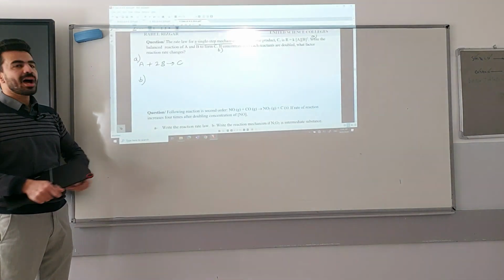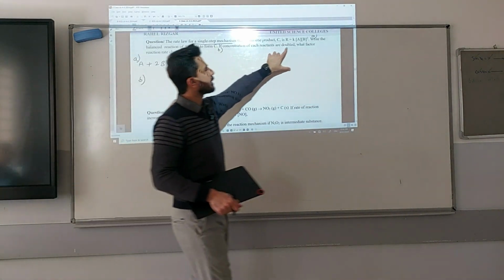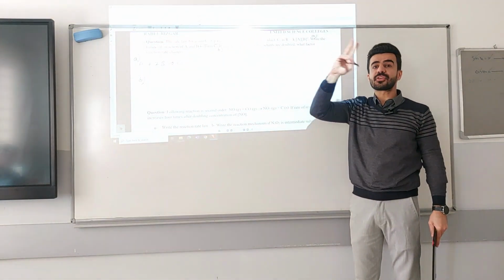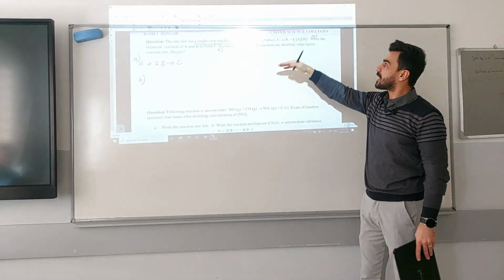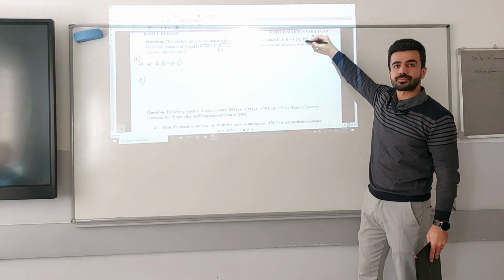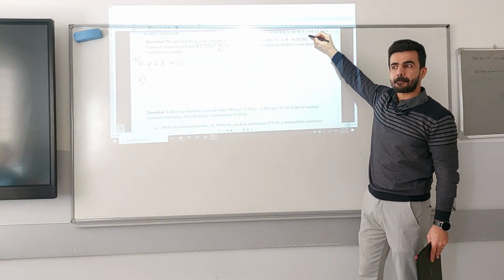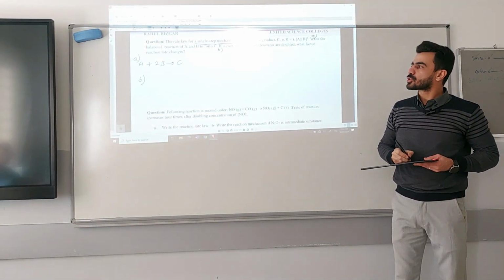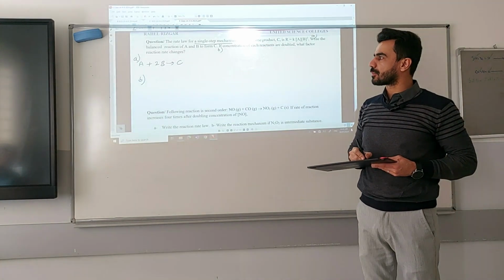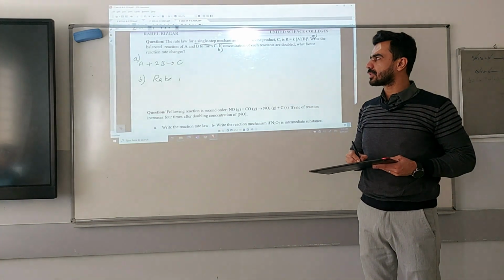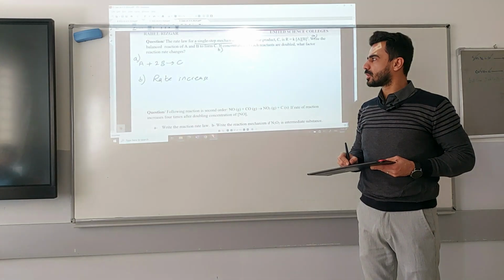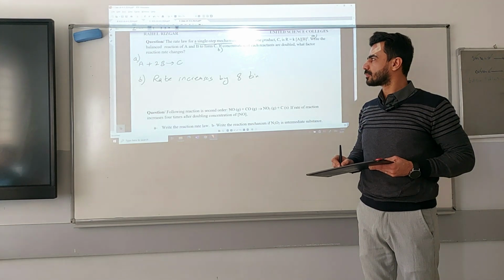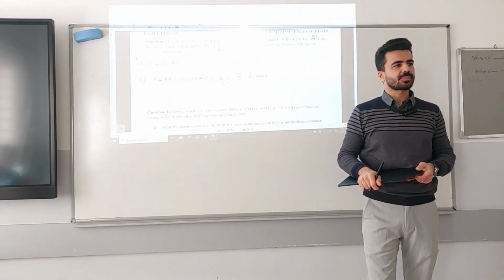For B, now it's asking a question. We have to look at the rate law. It says, if the concentration of each reactant is doubled, now both of them are doubled at the same time. What's going to happen to the rate? B doubled, to the power of 2, is 4. What about A, which is also doubled? So the total is 8. So the rate increases by 8 times, okay?